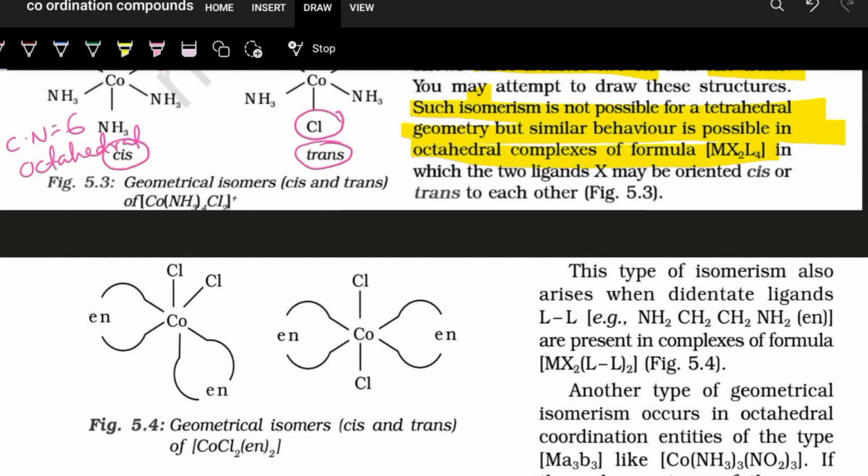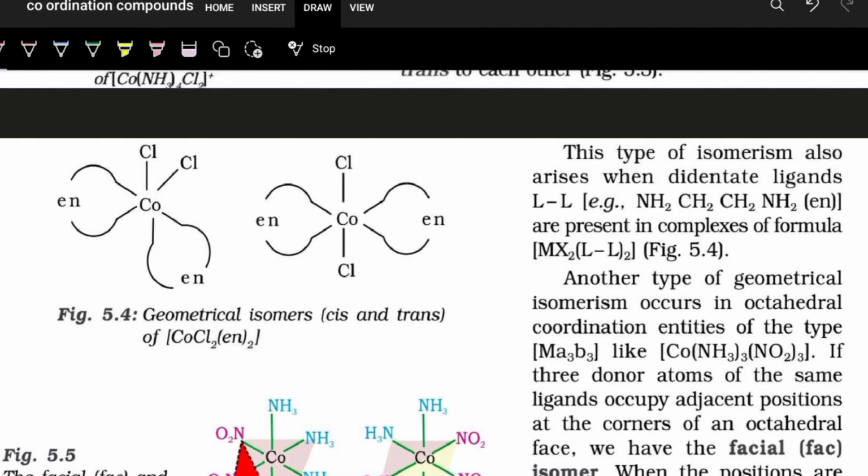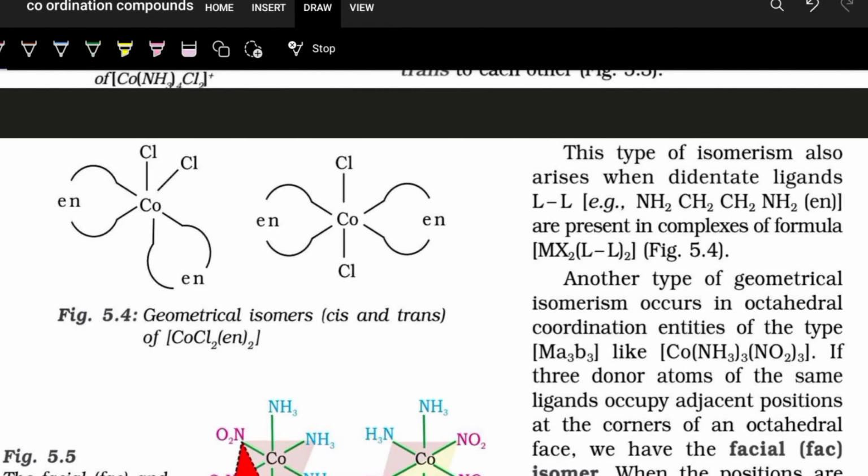Next, we can talk about this type of isomerism arising in didentate ligands having a denticity of 2. Like over here, both the nitrogens have a lone pair in ethane 1,2 diamine, and it's a didentate ligand. So we can represent it as LL, having 2 donor sites.